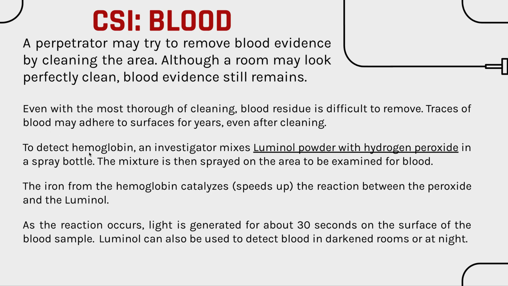To detect hemoglobin, which is once again the protein that connects to the iron in our red blood cells, an investigator will mix luminol powder with hydrogen peroxide in a spray bottle. It's then sprayed around to examine blood, and the iron from the hemoglobin speeds up the reaction between the luminol and the hydrogen peroxide, causing it to light up. Light is generated for about 30 seconds on the surface of the blood sample. Luminol can also be used to detect blood in darkened rooms or at night.